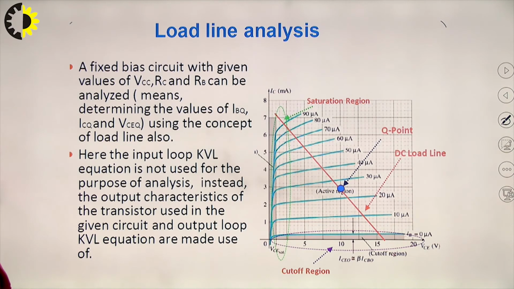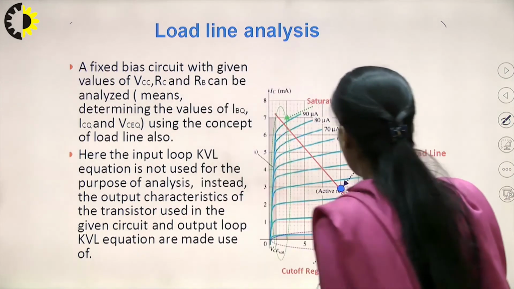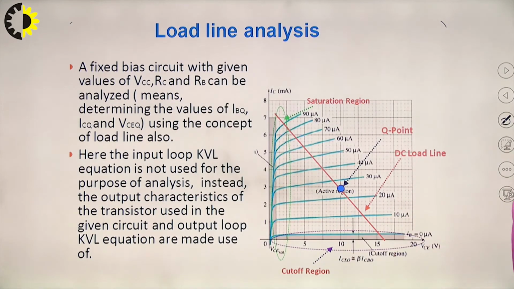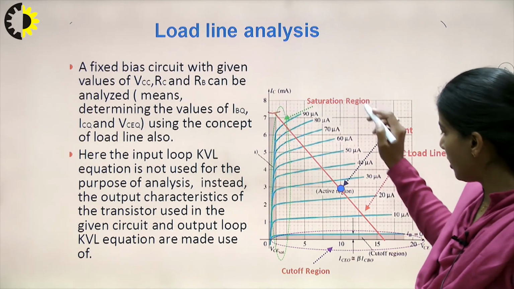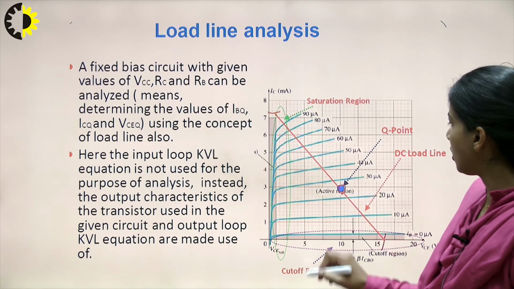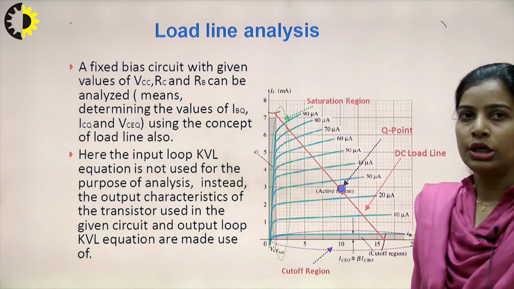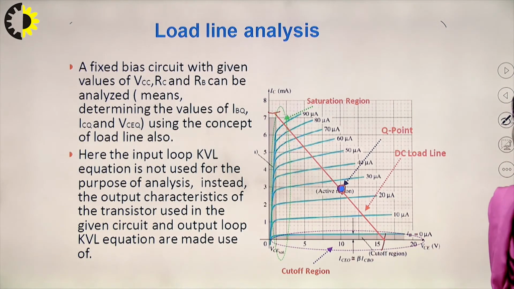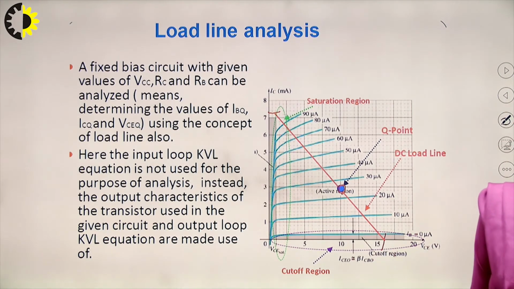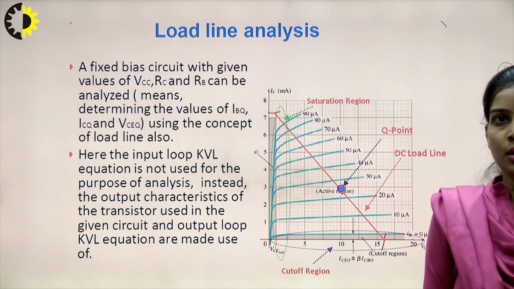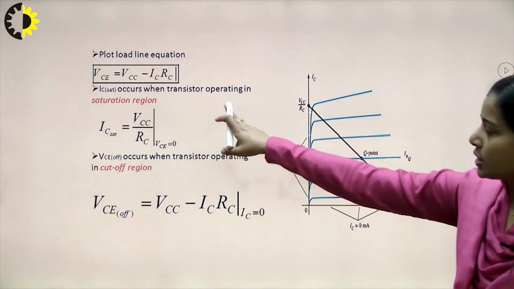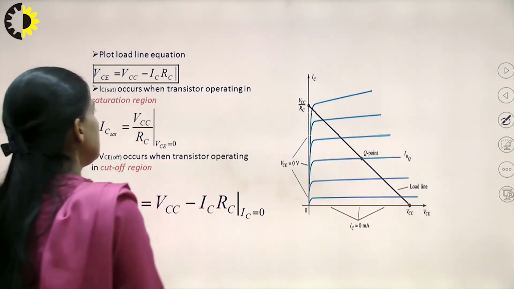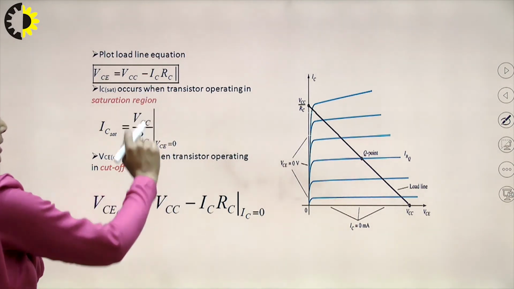Load line analysis. We know how we can find the load line by equating the equations of the base emitter and collector emitter loops to 0. So, we get 2 points, and we find an operating point that is called the Q point, and drawing it on the DC load line, we can find the fixed point for the biasing of the circuit. This is the equation that we have written for the output loop: VCE is equal to VCC minus ICRC.